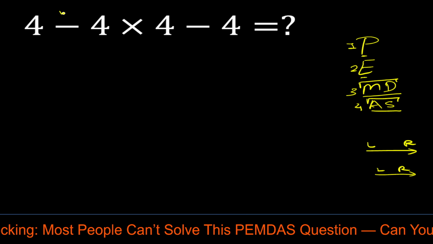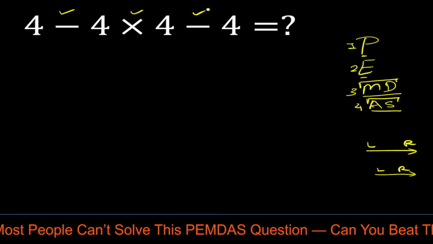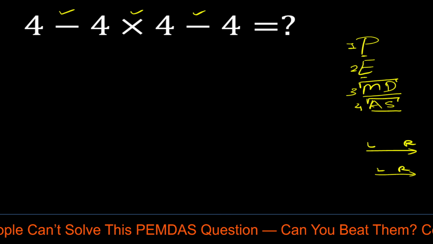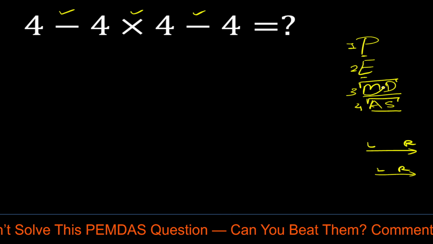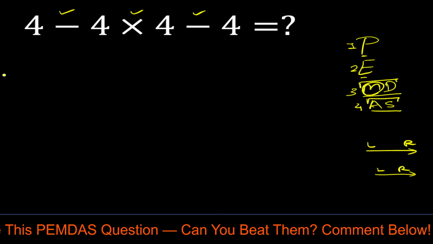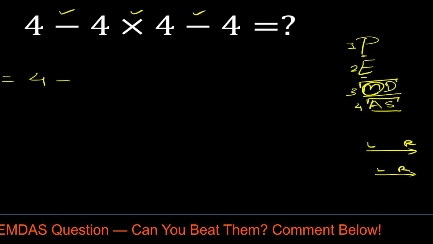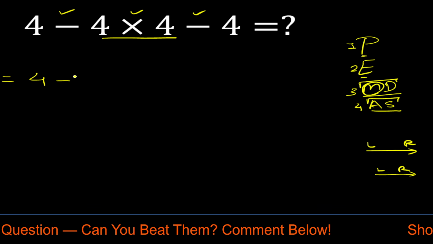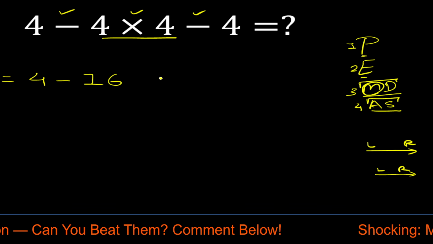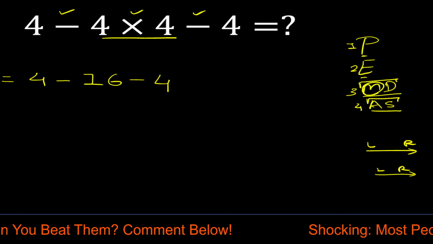So in this question, here we have one subtraction, here multiplication, and here subtraction. So according to PEMDAS rule, first we have to solve multiplication. So now 4 minus, now solve this multiplication. 4 times 4 is equal to 16 minus 4, right?